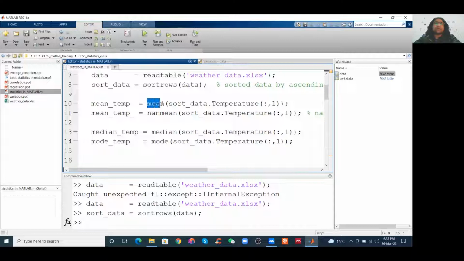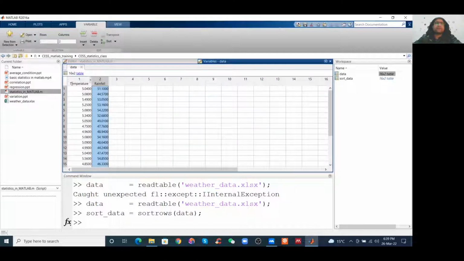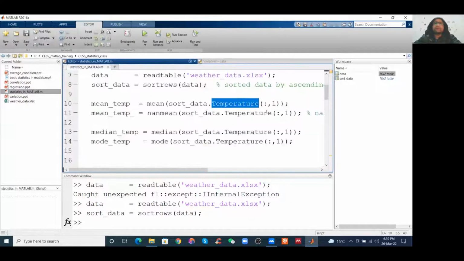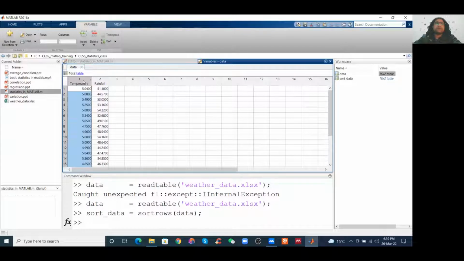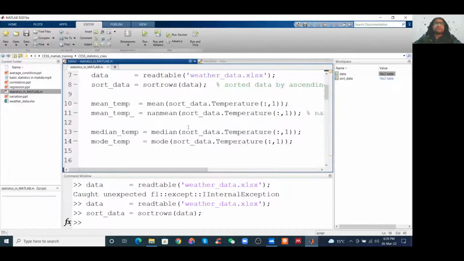Now we can calculate the mean value using the mean function. We will calculate the mean for the temperature data. So sortData dot, we use a dot to access the variable temperature. Then we want to take all the rows, but the temperature is in the first column, that's why we use the 1.